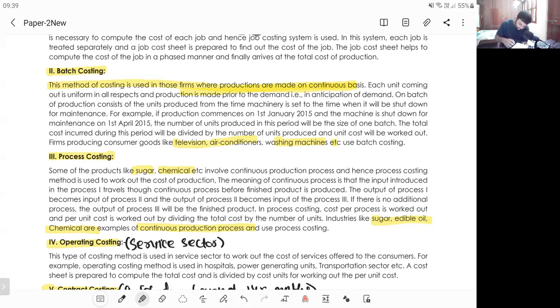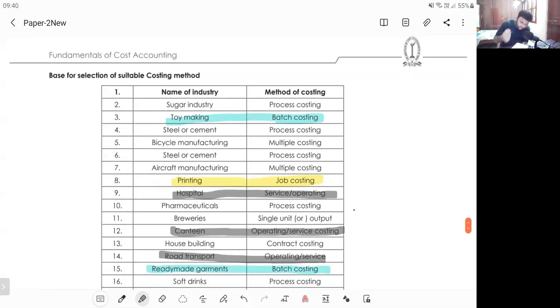Like you see in this example, in the sugar industry, a process is involved. Sugarcane must be crushed, must be heated. Next, steel or cement industry. If you get any chance, try to go to a steel industry or cement industry.